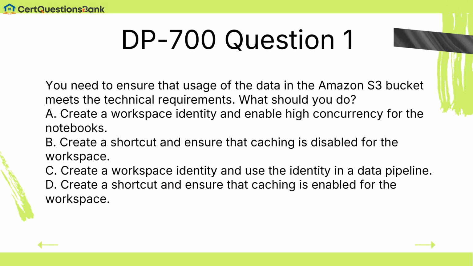You need to ensure that usage of the data in the Amazon S3 bucket meets the technical requirements. What should you do? A. Create a workspace identity and enable high concurrency for the notebooks. B. Create a shortcut and ensure that caching is disabled for the workspace. C. Create a workspace identity and use the identity in a data pipeline. D. Create a shortcut and ensure that caching is enabled for the workspace.